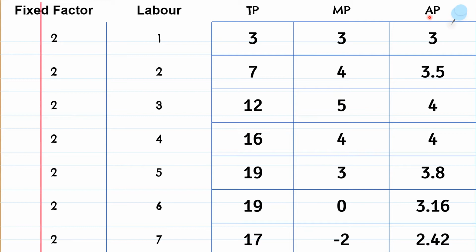How do we find average product and what does it tell us? We find average product by dividing total product by the number of units of the unskilled labor or the variable factor. So 3 divided by 1 is 3.